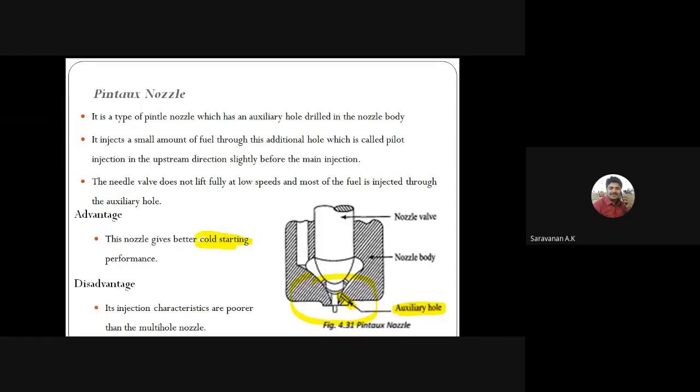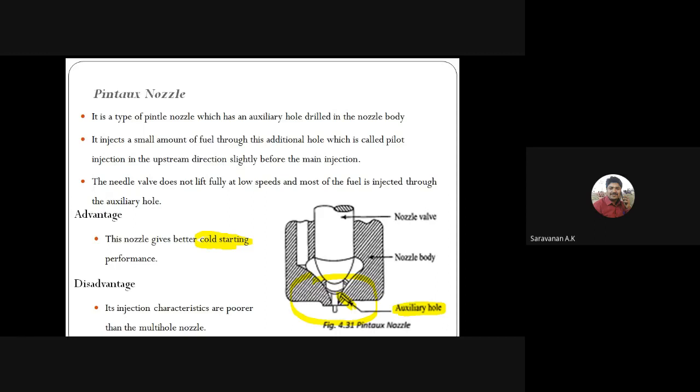So these are the injection pump and the injector. In the injection pump we have two types: one is the jerk type injection pump, and the other is the distributor injection pump. For the injector, the outlet nozzle is called the injector. So we have four types of nozzles. What are the four types? A single hole, a multi hole, the pintle, and the Pintex nozzle, right?